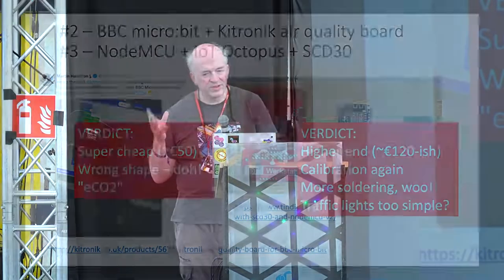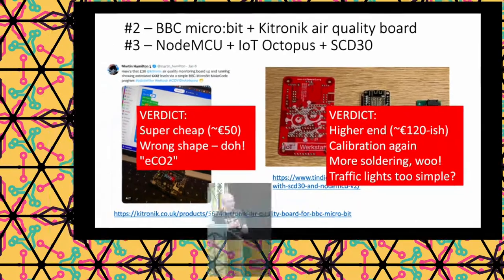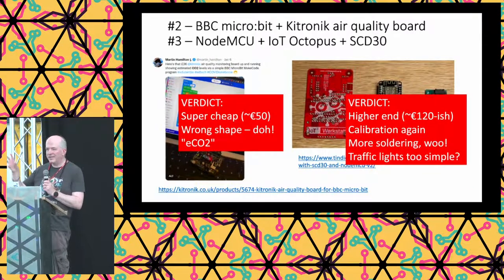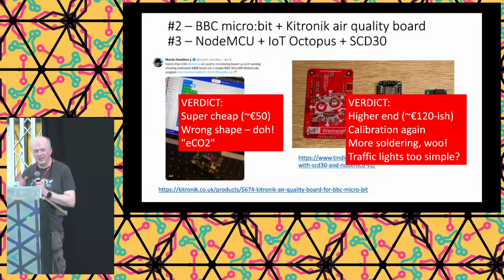So, you know, it's probably this much CO2 in this room. The Octopus with Node MCU as the microcontroller, that's very nice. A little bit expensive, lots of soldering. Get that soldering technique going. But ultimately, that particular kit gives you traffic lights. It just gives you red, amber, green traffic lights. And I came to realize this does not work so well.